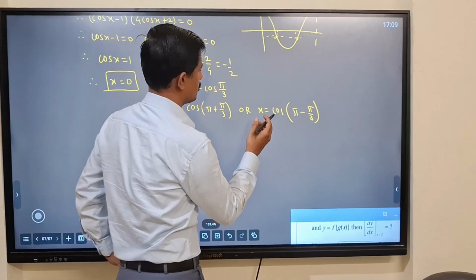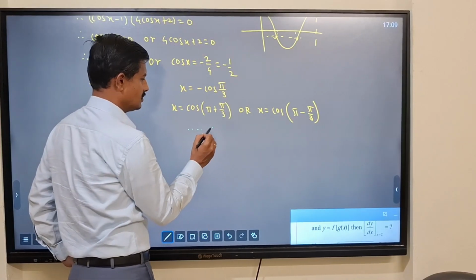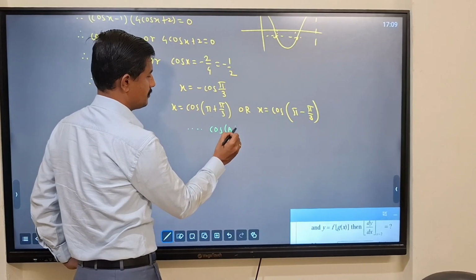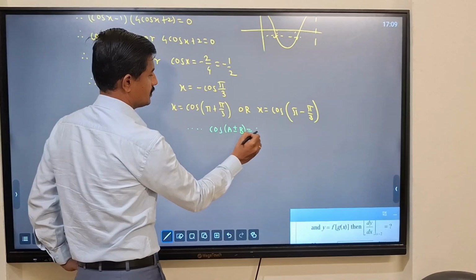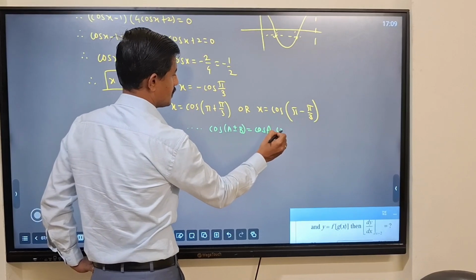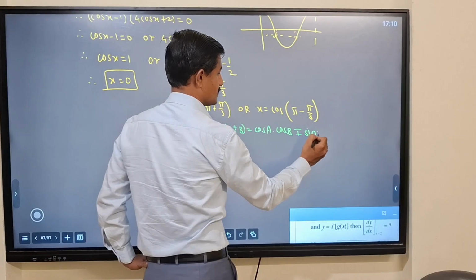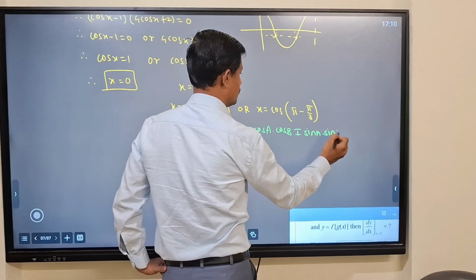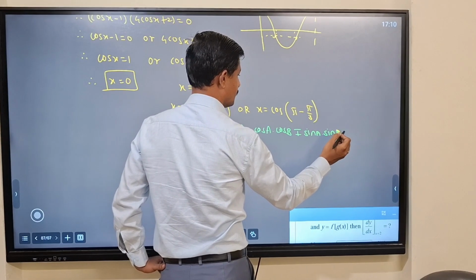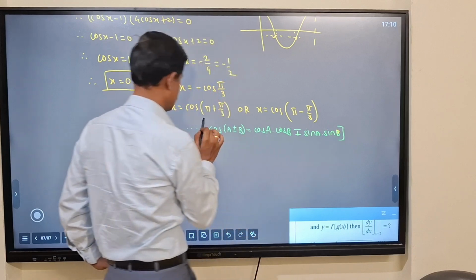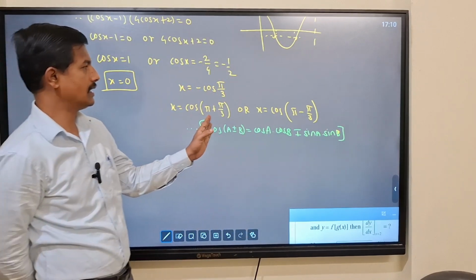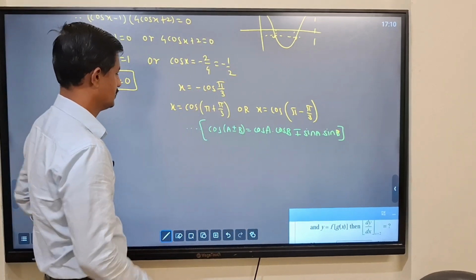Here we used which formula? So we are using cos of a plus minus b, which is cos a cos b minus plus sin a sin b. Now you can check this by using pi and pi by 3, you will get this one.